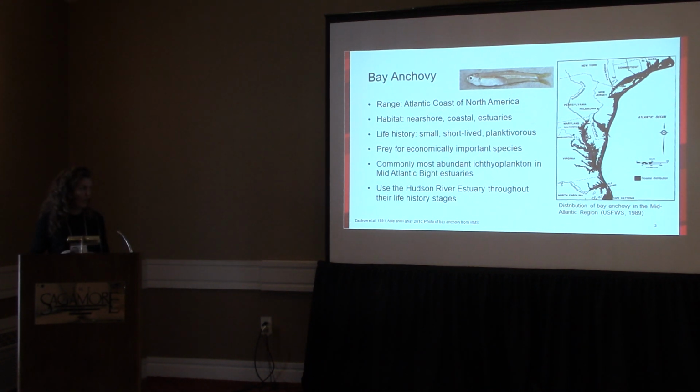And they use the Hudson River estuary throughout their life history stages. So juveniles enter the system in the spring, spawning begins in the summer, the larvae move upstream, and then juveniles move out of the system. Within the Hudson River estuary, they've been experiencing population declines since the 1980s. And in the Chesapeake Bay, they've been experiencing some population declines since the 1990s.